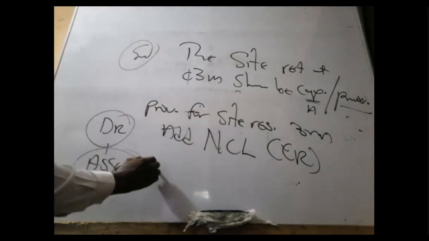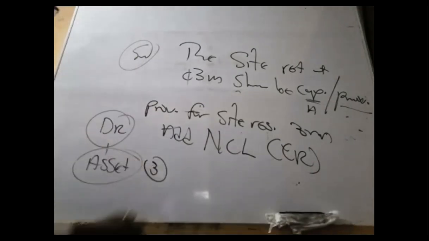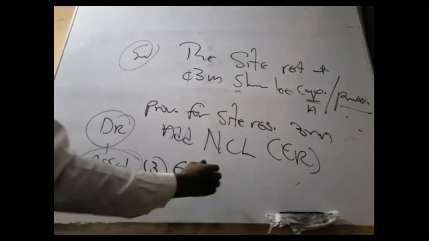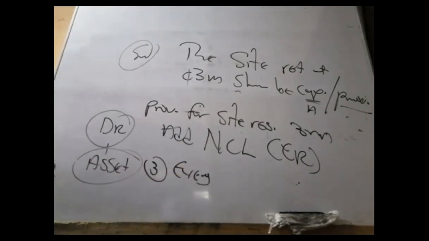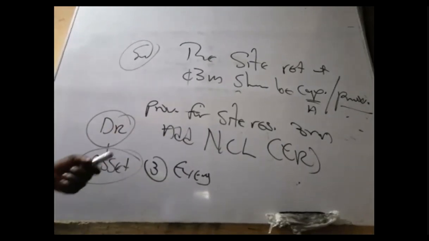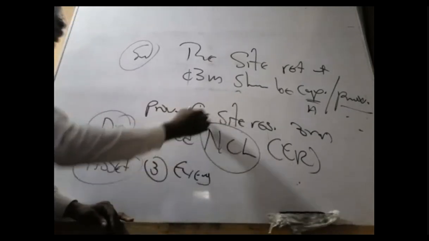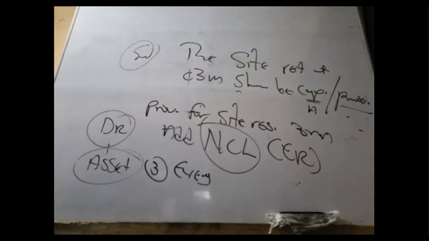Again, point number 3. Tell the examiner every year there must be unwinding of the discount, which will be added to finance costs and the liability, the non-current liability. That is all. Okay, so I think we are done answering this question.